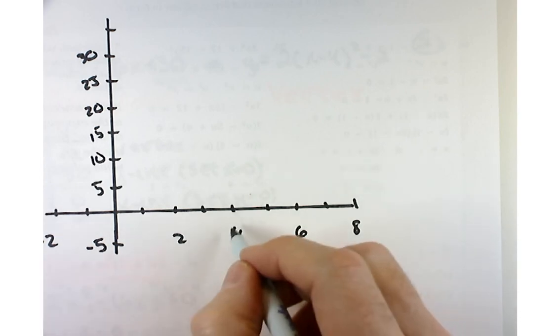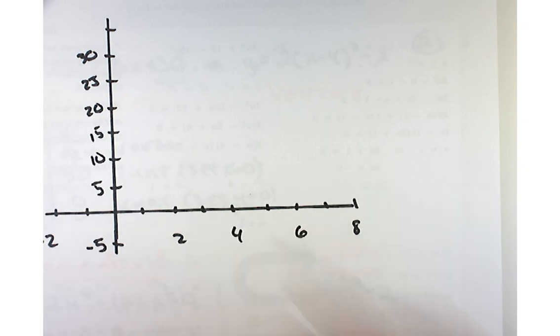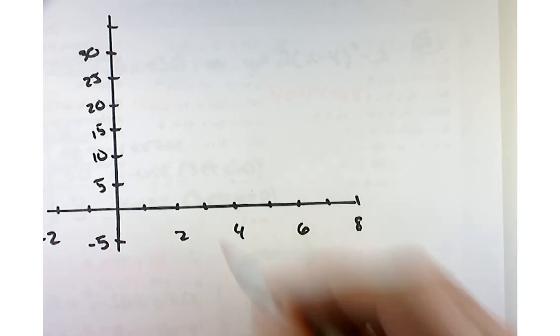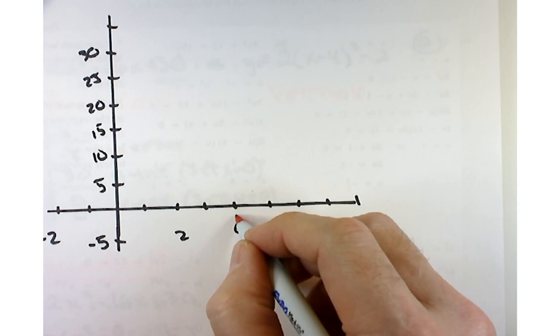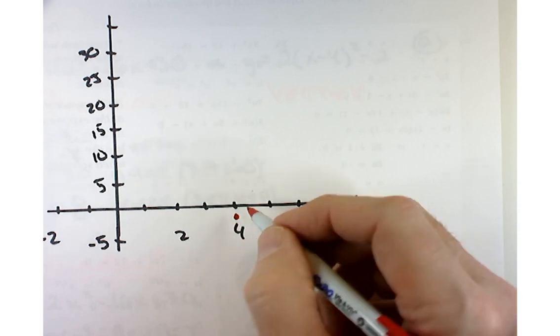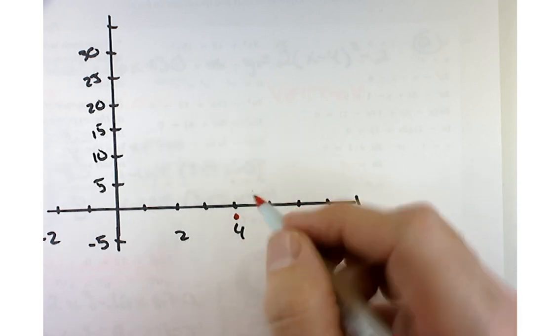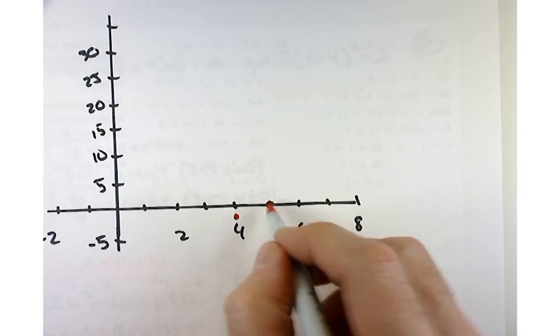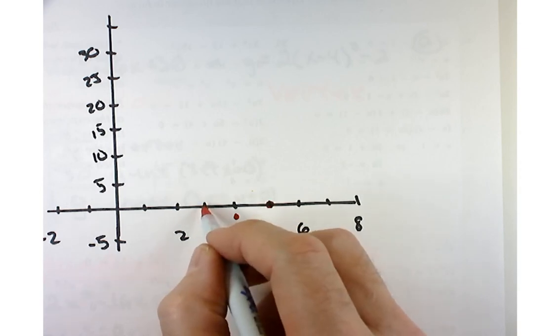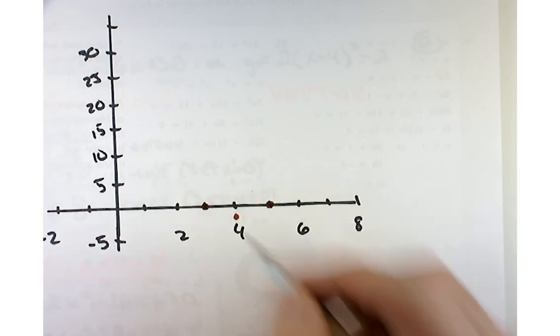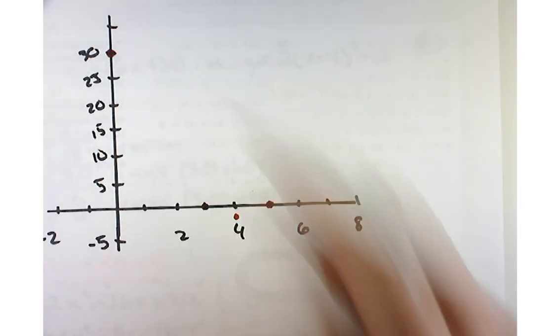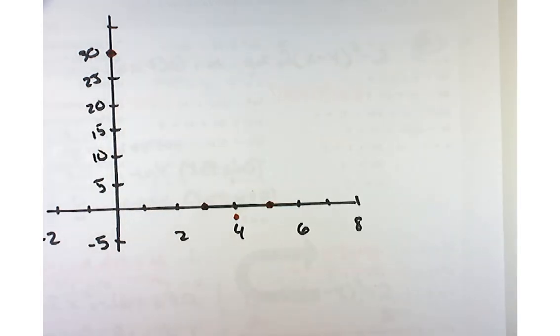So 4, negative 2 is going to be down around here someplace. You know, not sure exactly where I want to draw it, so let me just put it about here. 4, negative 2. Then we had points at 5 and 0, which is here, and 3 and 0, which is here, and finally way up here at 0 and 30.